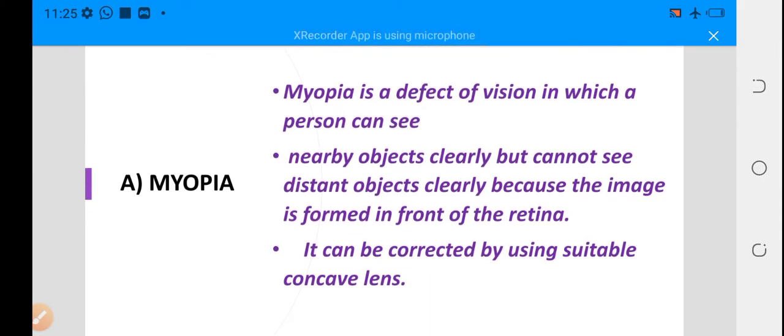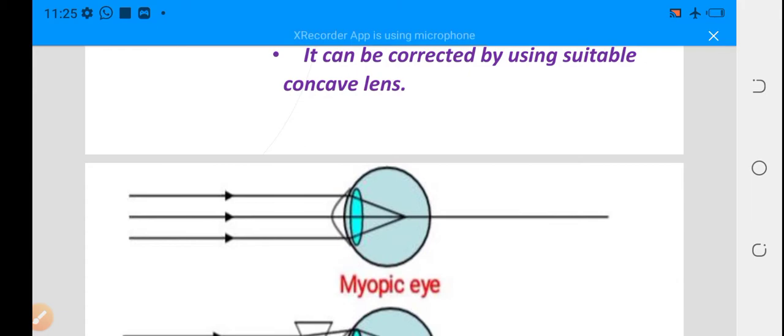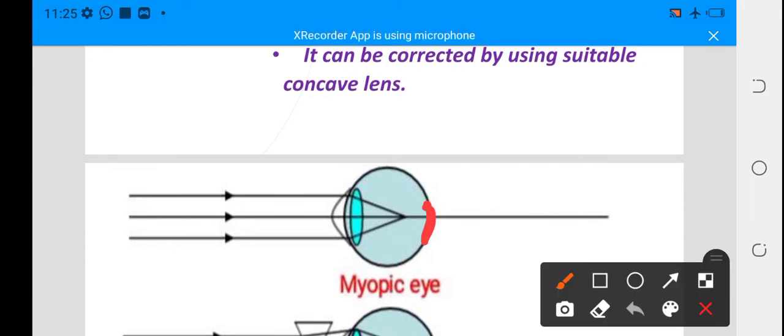Let's see myopia. Myopia is a defect of vision in which a person can see near objects clearly but cannot see distant objects clearly, because the image is formed in front of the retina. It can be corrected by using a suitable concave lens. You can see this figure. This is the retina, but here in myopia the image is formed before the retina. So this type of defect is called myopia.